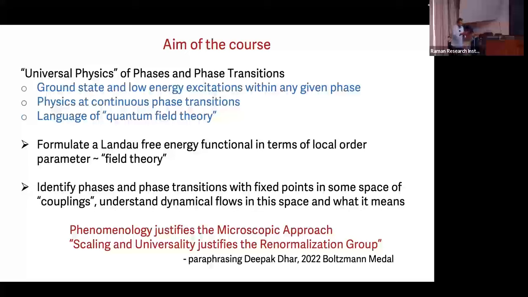But in the end, it's the phenomenology that justifies a microscopic approach. If you use a certain technique to understand the problem, the phenomenology has to allow you to do this, otherwise you'll end up going wrong. We will see that there is a phenomenon of scaling and universality at phase transitions, observed near critical points, and that justifies why we can get away with what will look like crude ways of capturing this phenomenology. This leads to the renormalization group picture. So I couldn't resist including this quote from Deepak, which I heard when we were students.